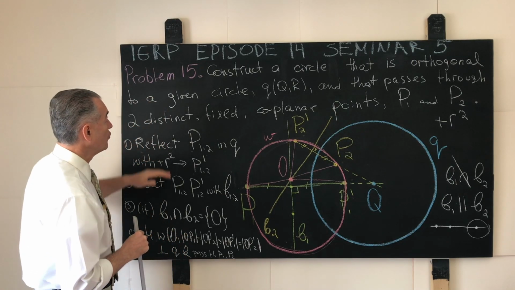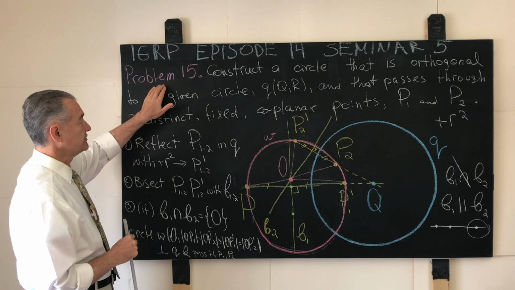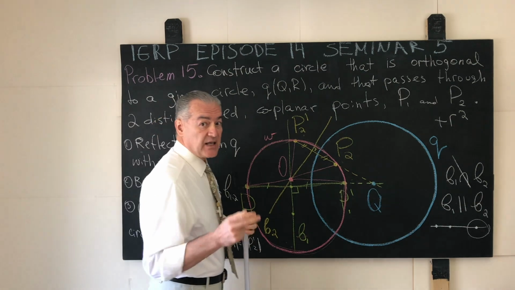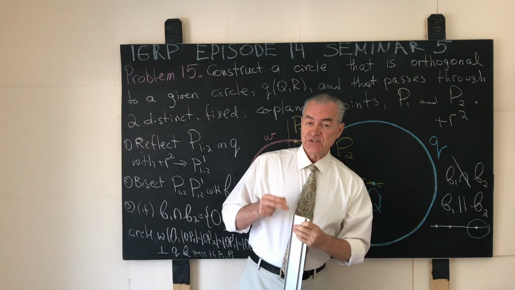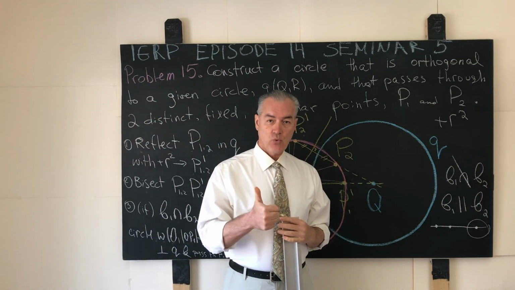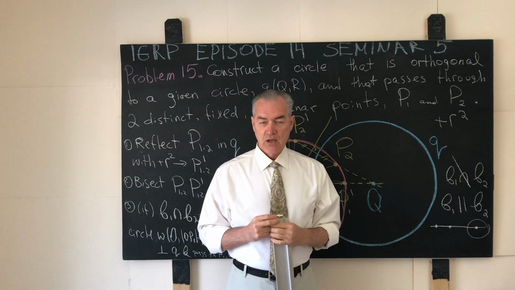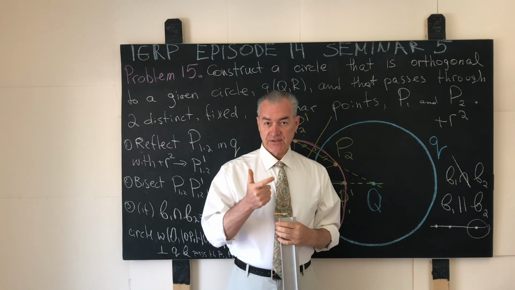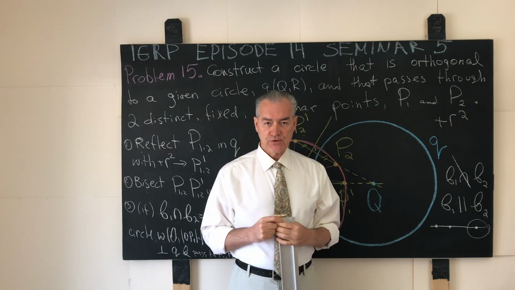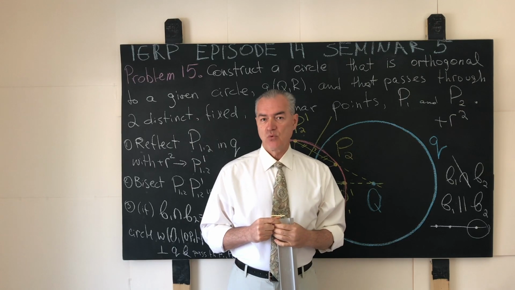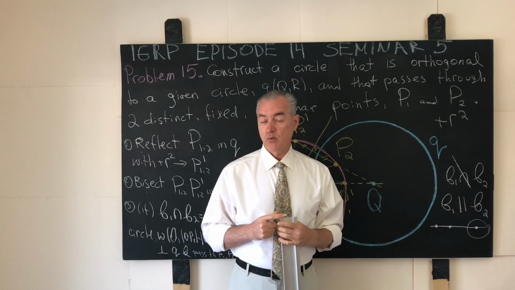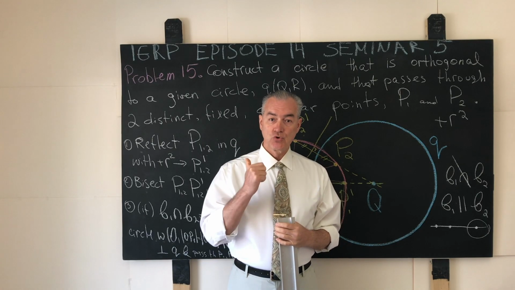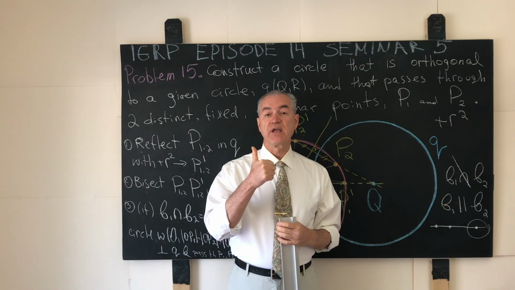Now, this is it for seminar number 5, and this is it for problem number 15. And as a heads up, in the next seminar, in problem number 16, instead of dealing with one circle and 2 points, we will be dealing with 2 circles and 1 point. As such, you may want to start thinking about how you will construct a circle, or maybe several circles, that are orthogonal to 2 given circles and pass through a given point.